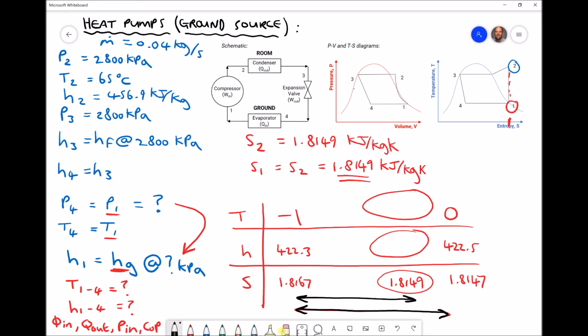So our shorter distance is 1.8167 minus 1.8149, which in this case equals 0.0018. And our larger distance is 1.8167 minus 1.8147, or 0.002. So to find the percentage distance from our left-hand entropy value, we need to do the fraction 0.0018 divided by 0.002, which equals 0.9.